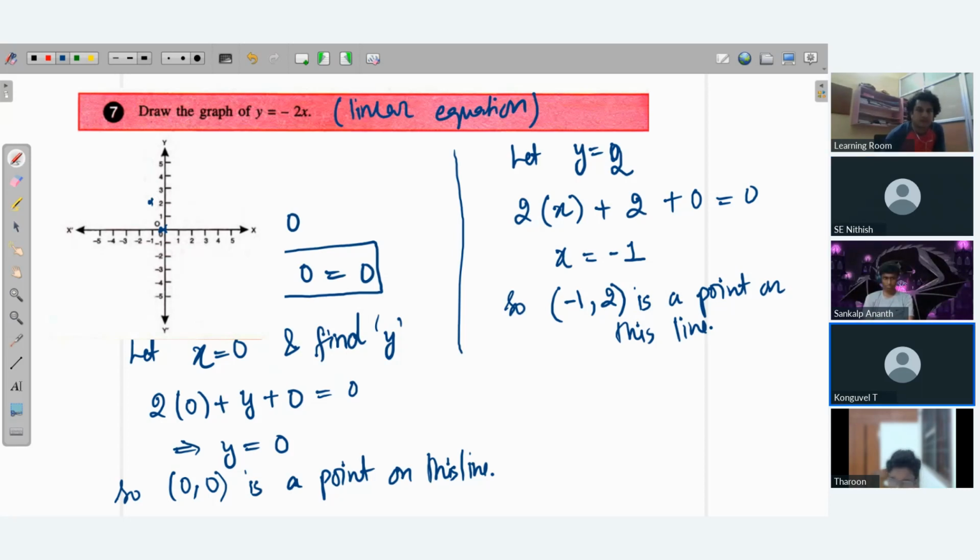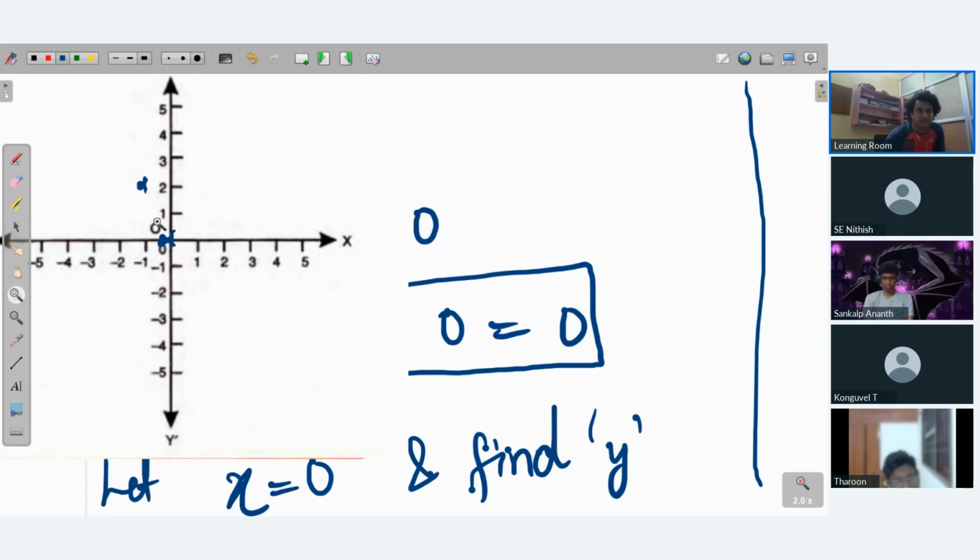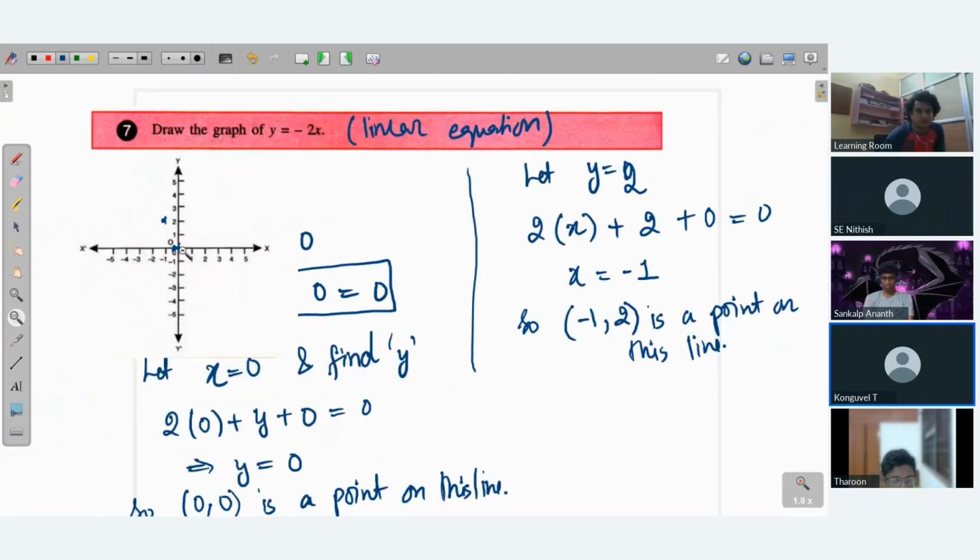So is there an infinite number of lines you can draw or limited ones? You can only draw one line for this equation. Okay, so the line which we are trying to find will be this one. This is y equal to minus 2x. Got the strategy?